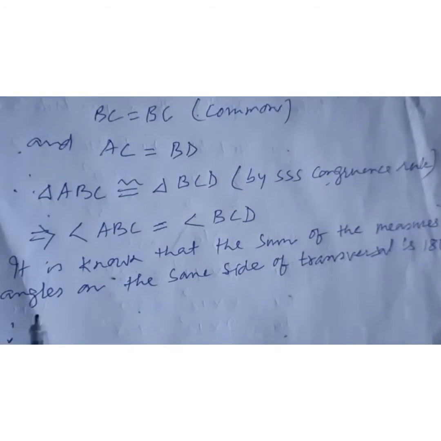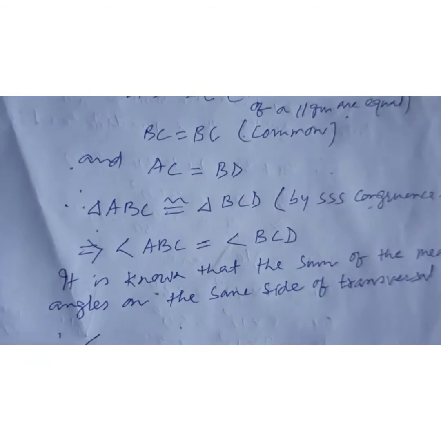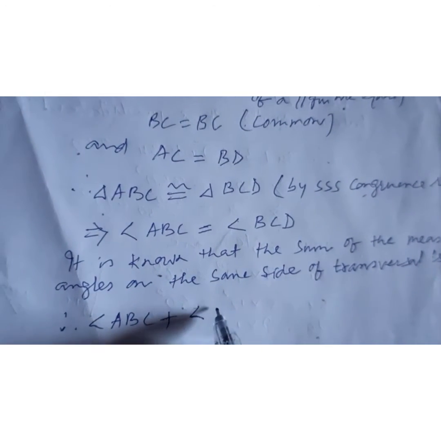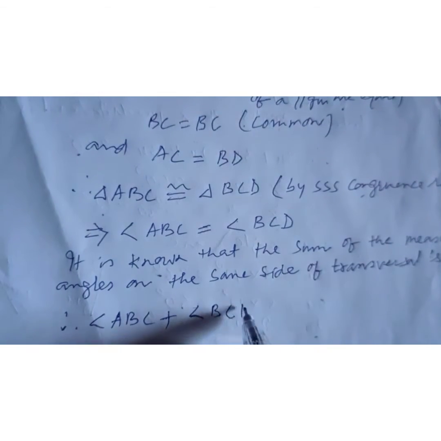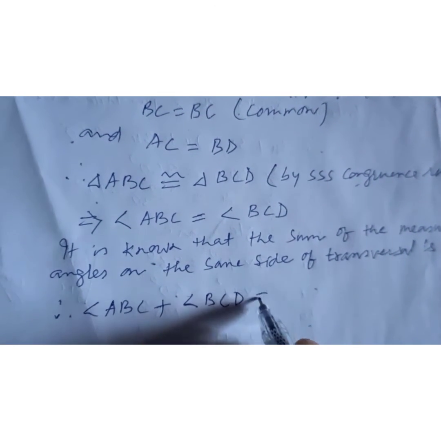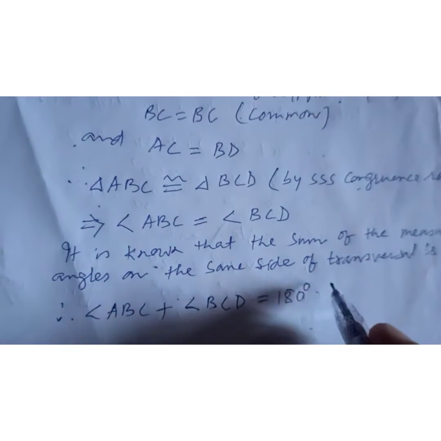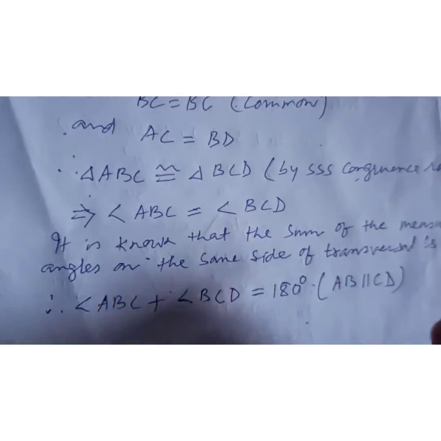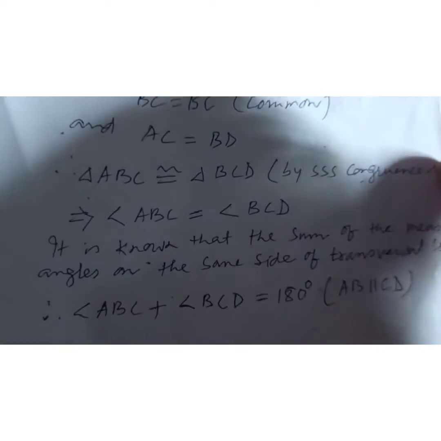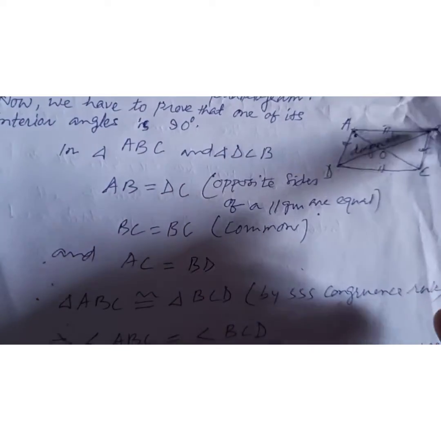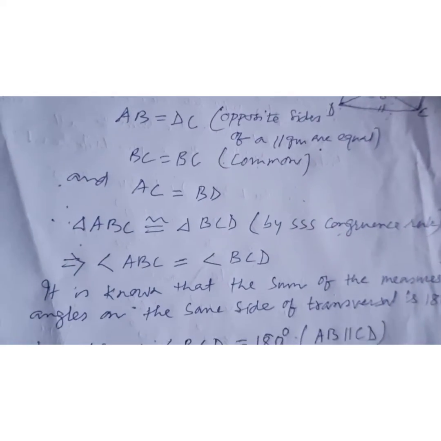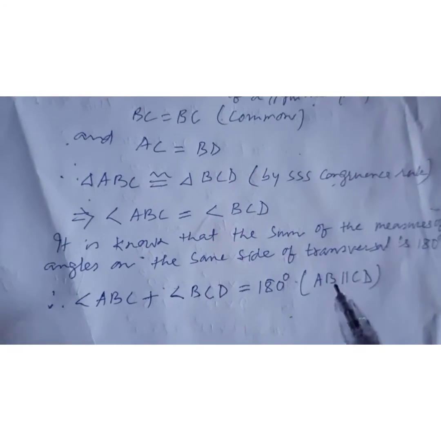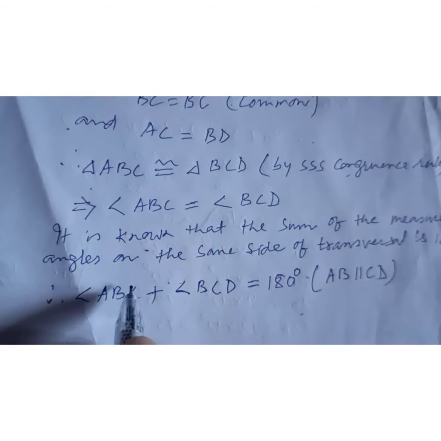Therefore, this means you can write angle ABC plus angle BCD equals 180 degrees. So this will produce this one. Hence AB is parallel to CD. Yes, correct. You see this one and this one. So learn this one properly, so that you can solve any problem related to this in your exam, any competitive exam, not only class 9.